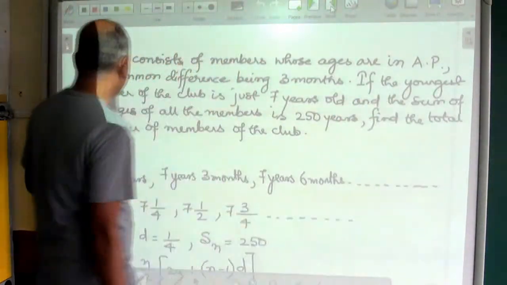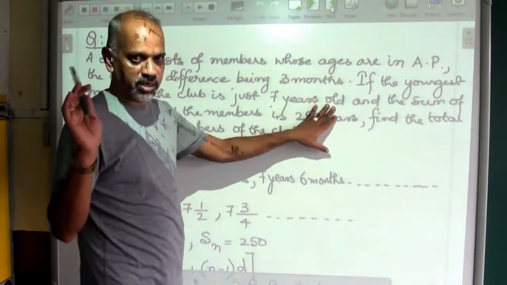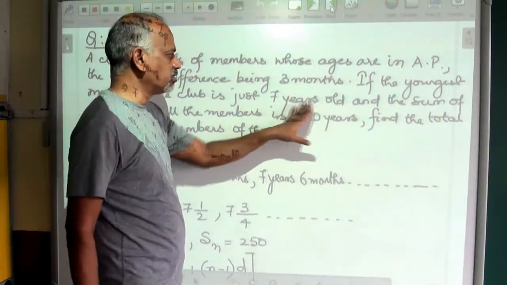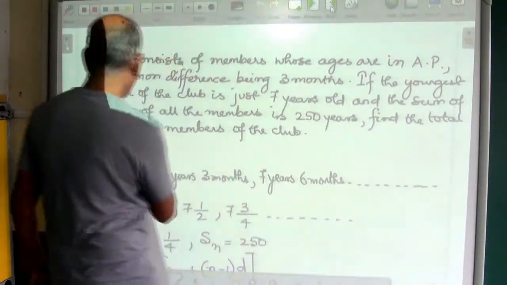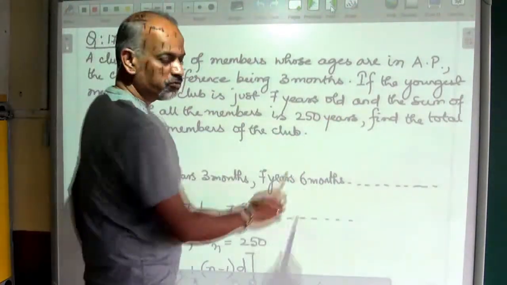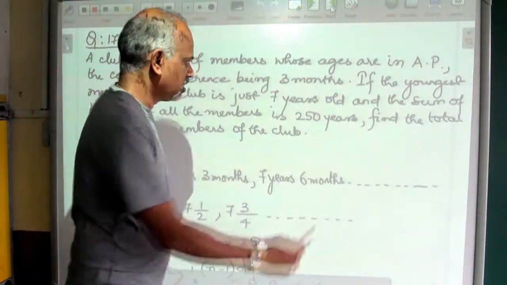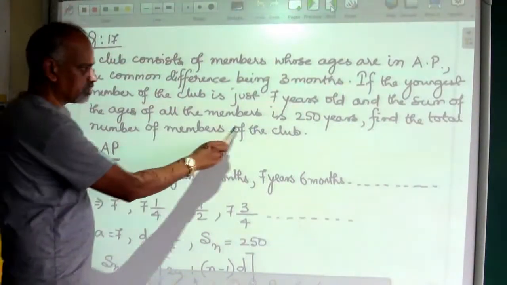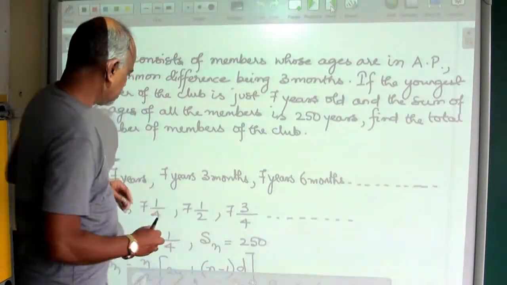If the youngest member of the club is just 7 years old, the first member is the youngest, 7 years old, and the difference is 3 months. And the sum of the ages of all the members is 250 years. If you add everybody's age, it gives you 250 years. Find the total number of members of the club. You have to find how many members are there in this club.